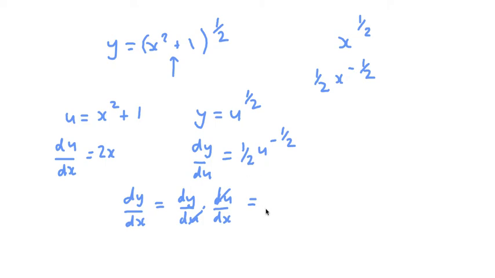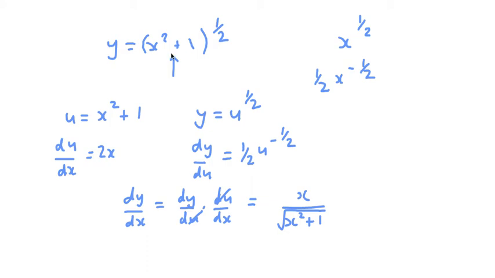The 2's will cancel, so it's just going to be x times u to the minus half. Well, u is x squared plus 1, so it's x divided by x squared plus 1 square rooted. So we get that, and I think that's the answer that was in the book and you weren't sure why there's an x there. That's why, because there's a 2x term.